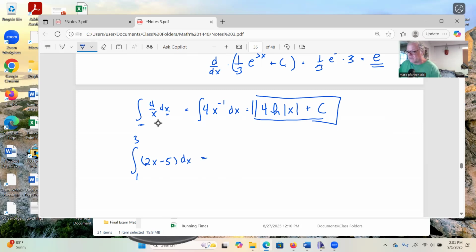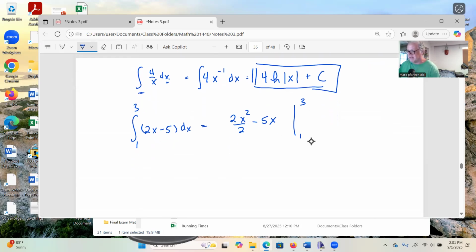So we're going to say this is going to be 2x squared over 2 minus 5x. And we're going to go from 1 to 3. Now, with a definite integral, that's when you have limits, don't put the plus c. Indefinite integral, there are no limits, you put the plus c. Okay, so now we're going to go ahead and say we need to apply these limits. So go ahead and simplify this.